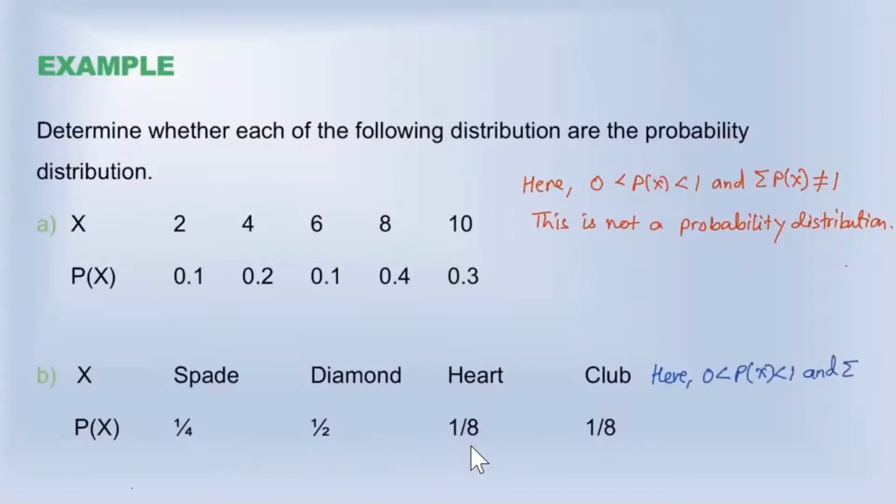And let's find out the sum of probabilities. If you add all probabilities, let's find out. 1/8 plus 1/8 is 1/4. 1/4 plus 1/2 is 3/4. 3/4 plus 1/4 is 4/4 or 1. So this is exactly equal to 1. So probabilities are between 0 and 1, and the sum of all probabilities is 1. So is this a probability distribution? Yes. So this is a probability distribution.